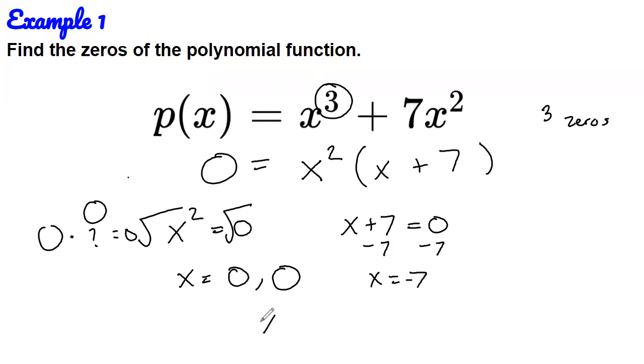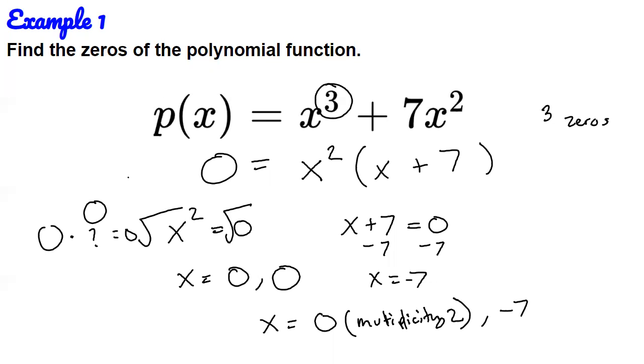So the way that we're going to go ahead and write it is x equals 0. We know that we have 2 of them, so we're going to go ahead and write multiplicity of 2 and -7. Multiplicity of 2. All right.